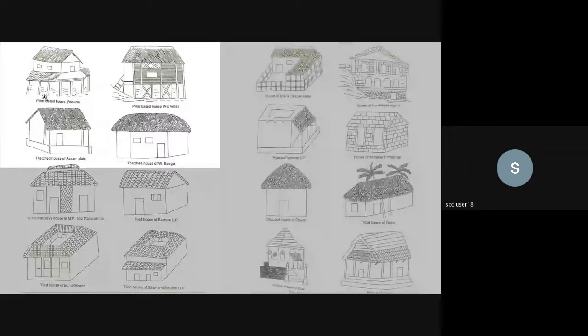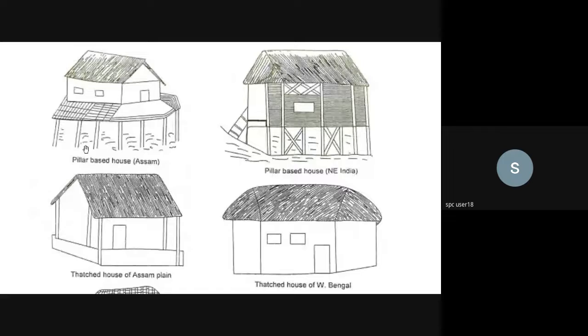We'll start from this part, and I want you all to give me an answer. The first two are pillar based. Now, what exactly is the reason that you need to have pillar based houses in the northeastern part of India or Assam? Does anybody have an answer to this?